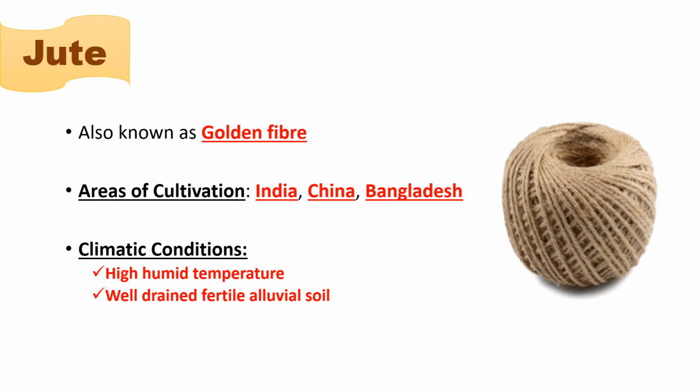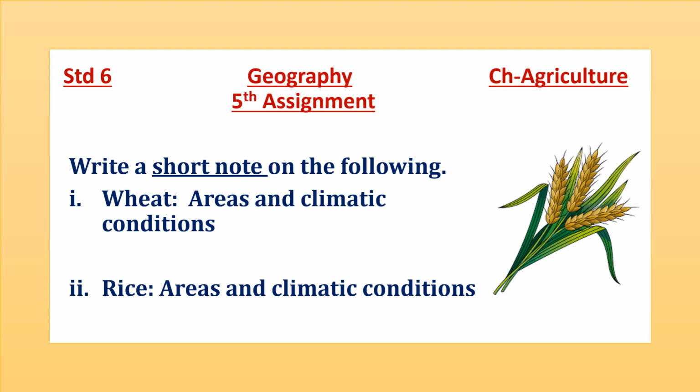Areas of cultivation, when we talk about, so there are three major producers of jute in the entire world, and they are India, China, and Bangladesh. And climatic conditions, it's very easy to remember, only 2 points: high humid temperature and well drained fertile alluvial soil. So students, in this video, we have talked about food crops and cash crops.